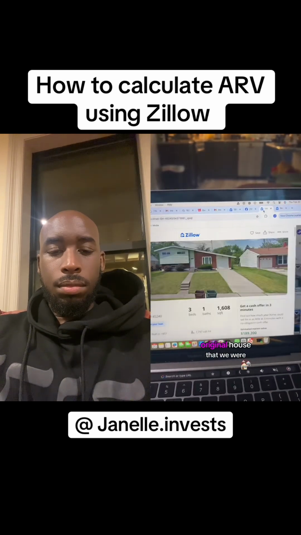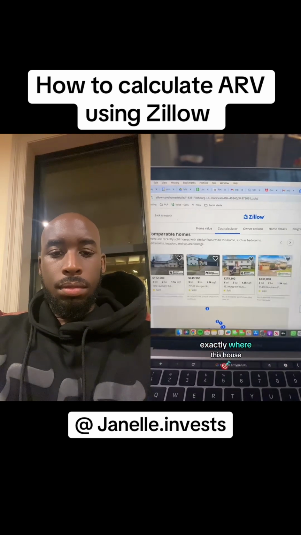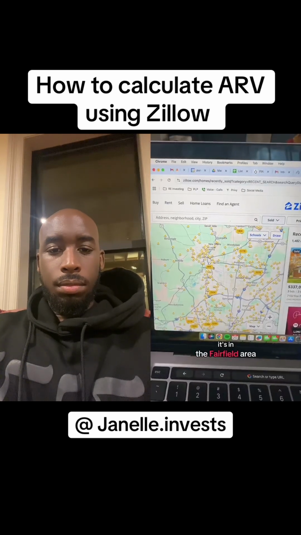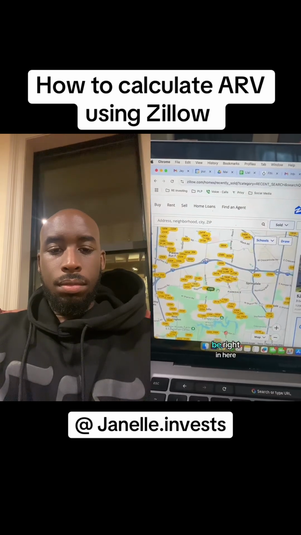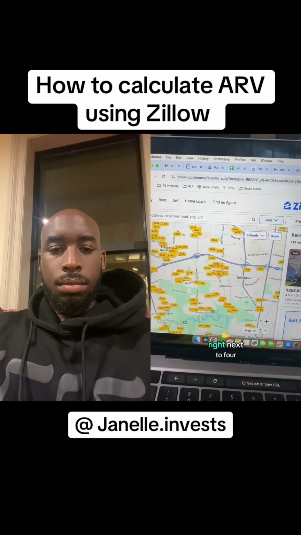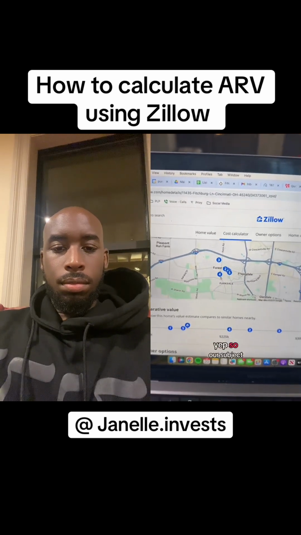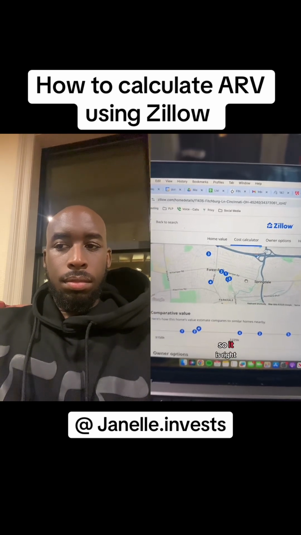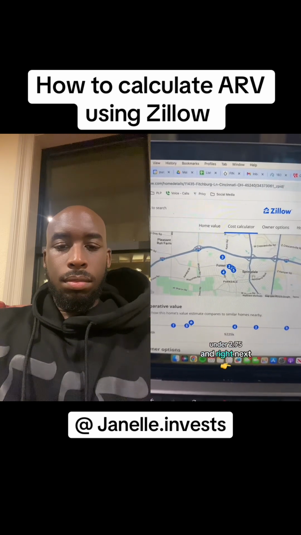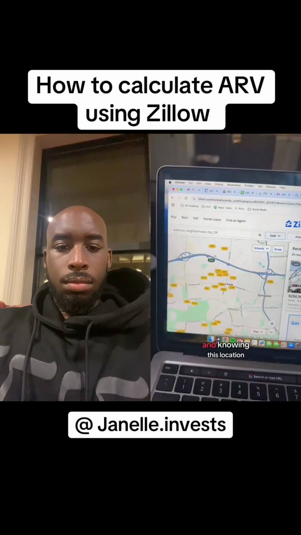So I'm going to go back to the original house that we were looking at. I'm going to scroll down to the map because I want to see exactly where this house is located. It's in the Fairfield area, so I'm going to zoom in until I get to the right spot. Looks like we're going to be right under 275 and right next to 4, but I want to reference my map just to make sure. Yep, so our subject house, covered up by all of these dots, is right here. It is right under 275 and right next to 4, next to Springdale. So we are in the right spot.